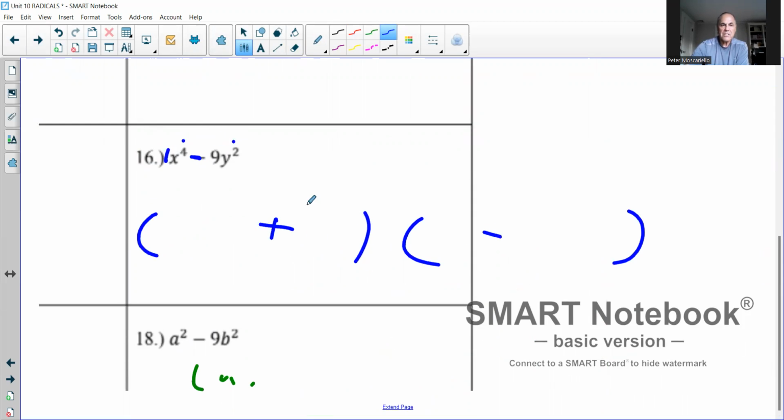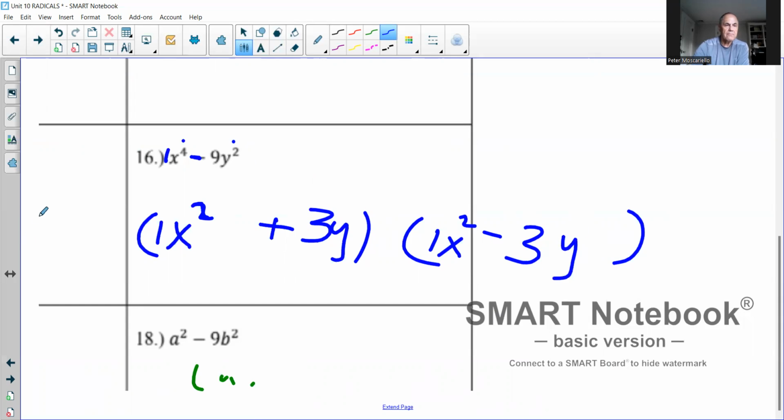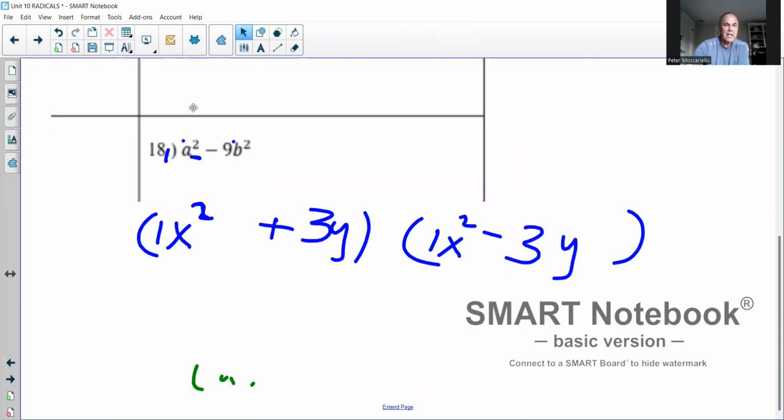1 plus, 1 minus. How do you get 1? 1 times 1. To get x to the 4th, that's x squared, x squared. You basically cut the exponent in half. Divide the exponent by 2. 9 is 3 times 3. Cut the exponent in half. y1, y1. That's it. That's that one.